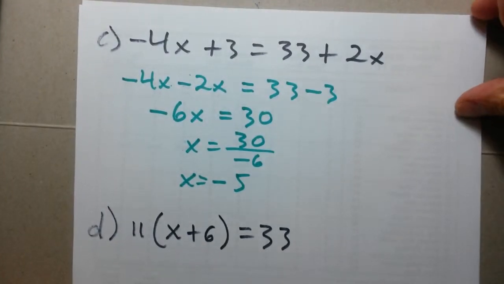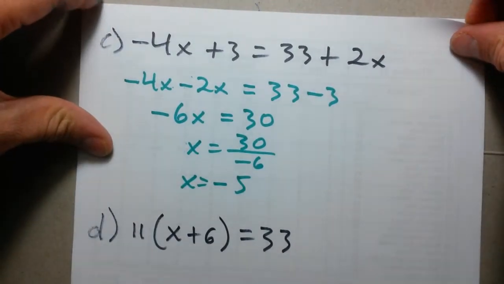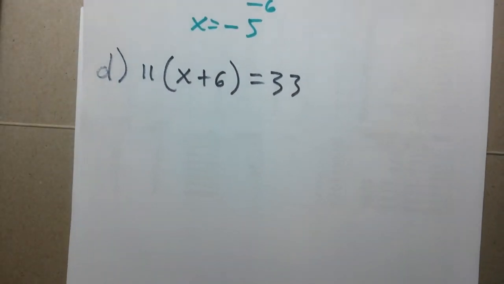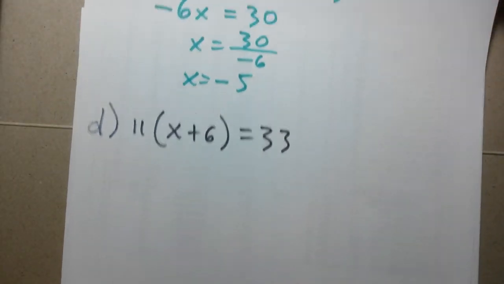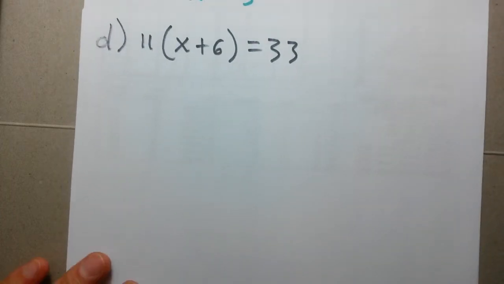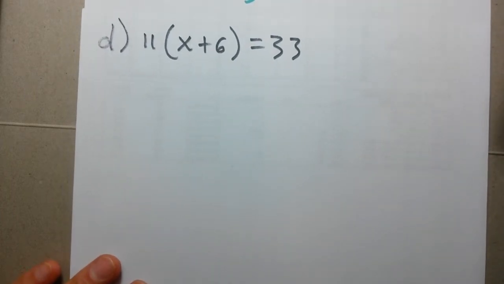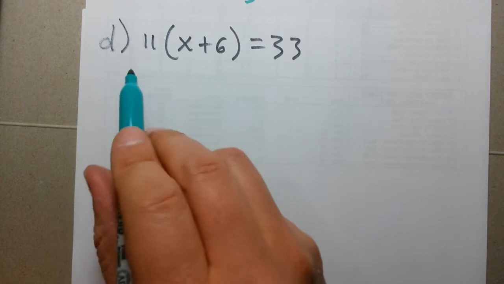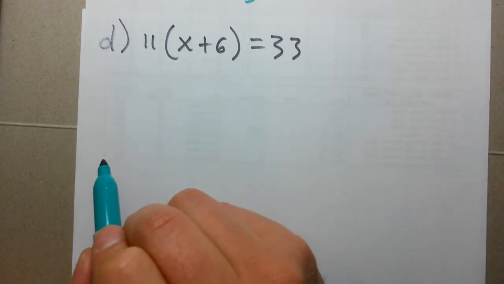Alright, let's continue looking at some more examples of solving equations with multiple steps. That was our last example on the previous video. Let's look at D. D, we have 11 times (x plus 6) equals 33. Same thing, right? Let's start moving anything that is not x to the other side of the equal sign.